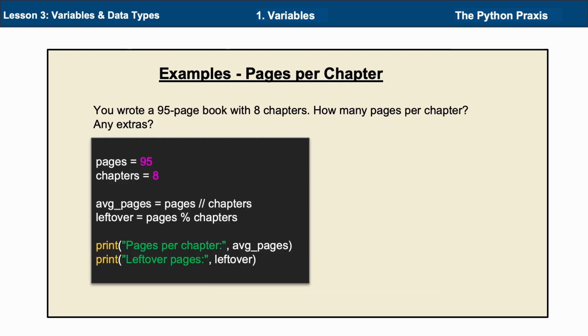Imagine you wrote a book with 95 pages divided into 8 chapters. How many pages would each chapter have, and would there be leftover pages? Let's check. We have 95 pages and 8 chapters. So average_pages = pages // chapters. leftover = pages % chapters. And then print pages per chapter and leftover pages. Python neatly gives us the answer.